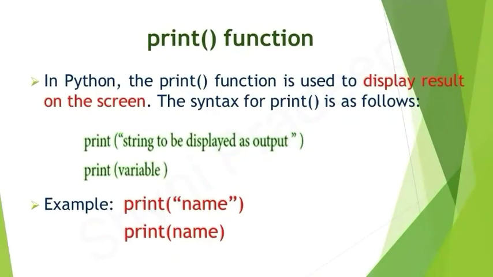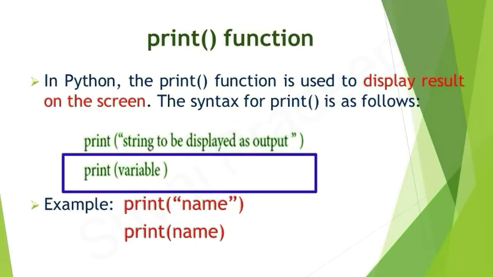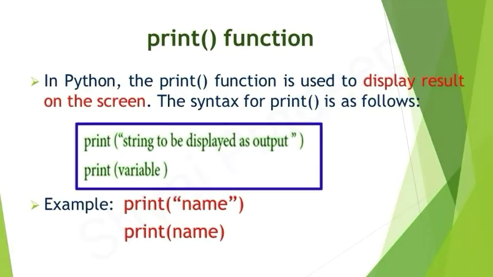So let us see the syntax of the print function. Print, after that parenthesis, double quotes. Write the string within these double quotes. Close the double quotes and close the parenthesis. This is the syntax of print function. Let's see another syntax. Print variable. Print, in between open and close parenthesis, write the variable. So this is another syntax. Let us see what is the difference between these two syntaxes.